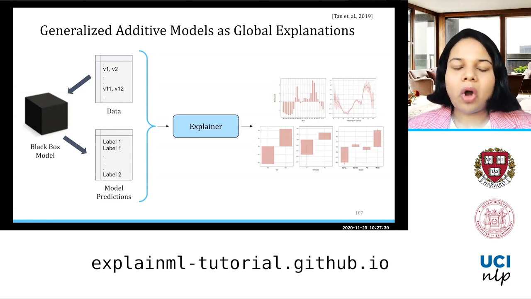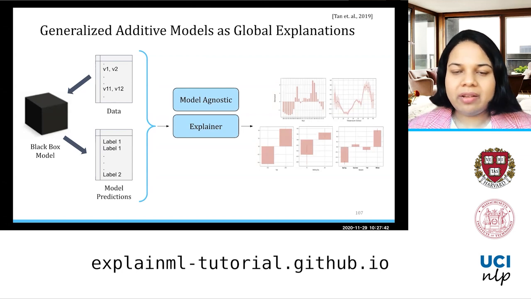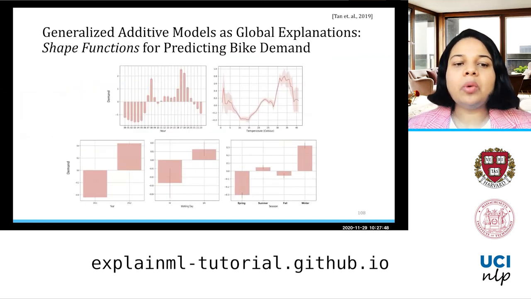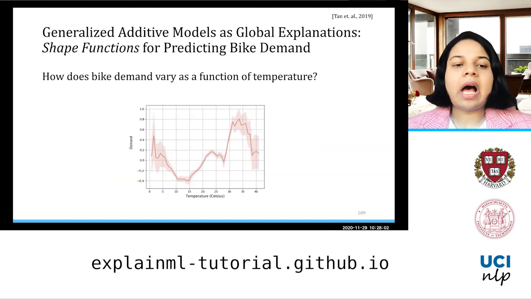So it's essentially model agnostic, and the output that it generates is basically a set of shape functions which capture how the outcome variable changes as a function of each of the input variables. Okay, to understand, let's try and zoom in on one of these plots that we see in the output of this procedure. What we see here is how the outcome variable, which is bike demand, is changing as a function of the input variable temperature, right? So on the y-axis, we have the bike demand. On the x-axis, we have the temperature. So such plots are called shape functions, and this approach outputs them.